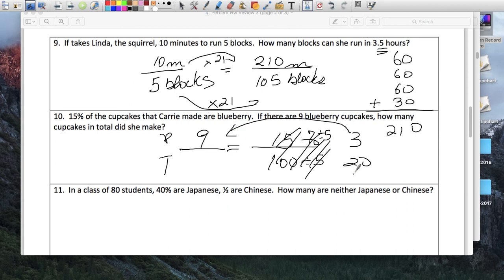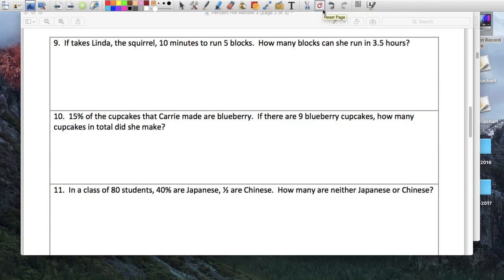All right, sorry. In a class of 80 students, 40% are Japanese, half are Chinese. How many are neither Chinese nor Japanese? Okay, you have to understand what half is here. So 40% of the class is Japanese. 40 doesn't mean 40 students, it means a certain part of the class is Japanese. So let me write that down. Japanese.